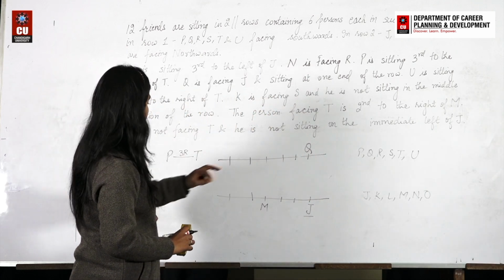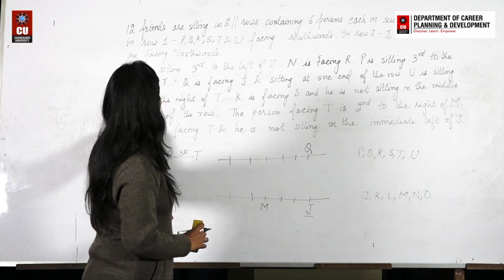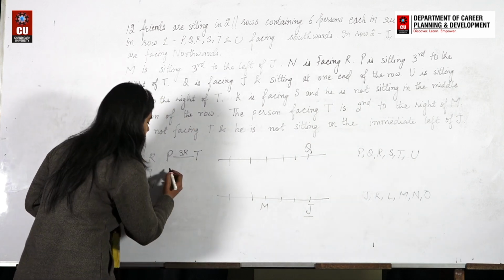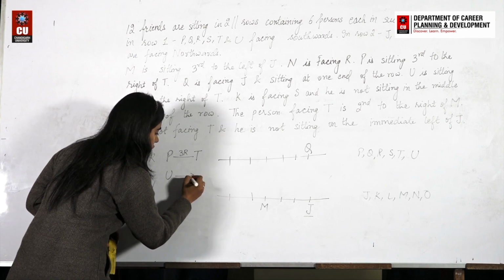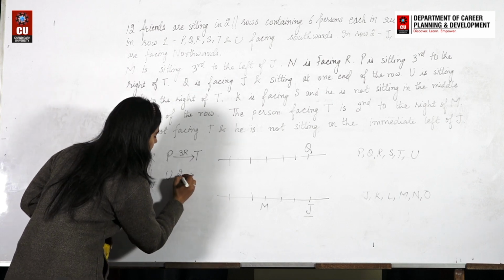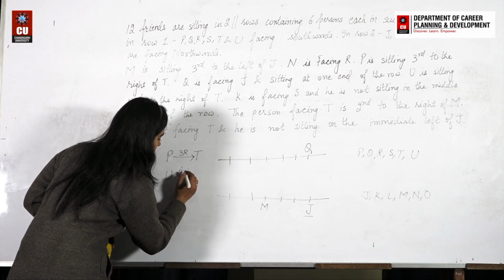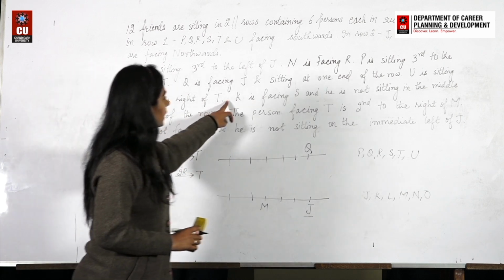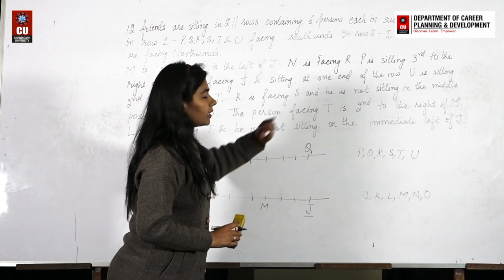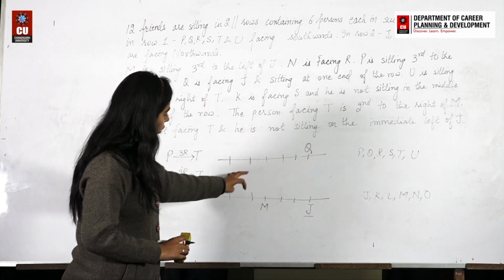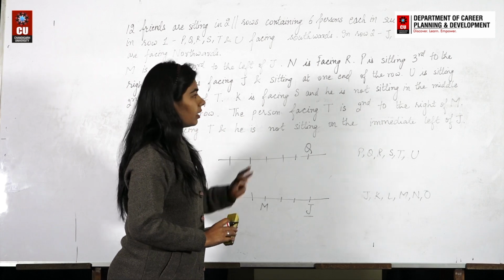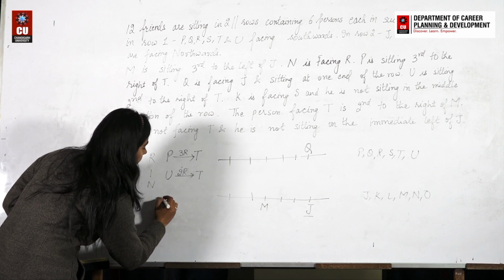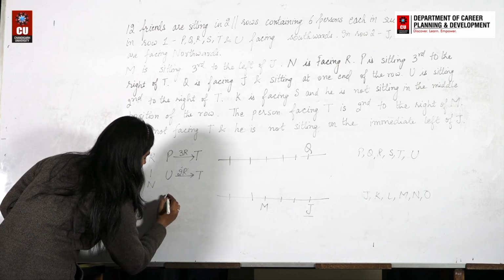The next statement says U is sitting second to the right of T. We don't know where to place U, so we draw this on the left-hand side. U is second to the right of T. Now, the next statement says K is facing S. We don't know where to place K and S, so we have drawn it on the left side, that is K is facing S.